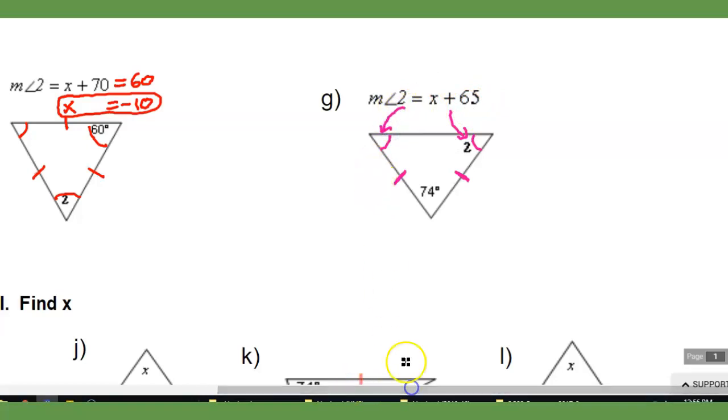So this is basically a review from yesterday. We got 2 times the base angle plus the vertex angle. So we got 2 of the x plus 65s plus the third angle, the vertex angle, which is 74. Those add up to 180. So always look for the markings to tell you what type of triangle it is, never assuming.